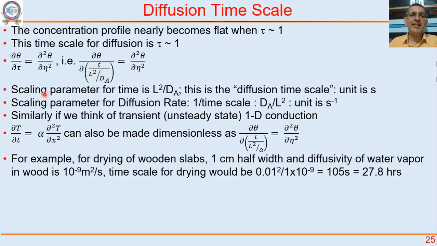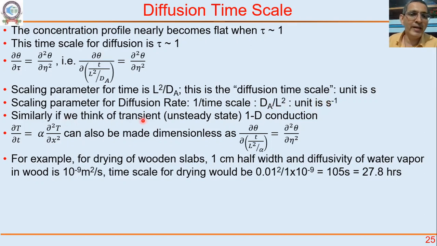We call that scaling. Remember, we scaled our boundary layer equations. We got the Reynolds number, we got the thickness of the boundary layer. Now the scaling parameter for time is L square by dA. This is the diffusion time scale. Unit is seconds. Or the rate of diffusion, if you want, is 1 by time scale, dA by L square. Unit is per second.